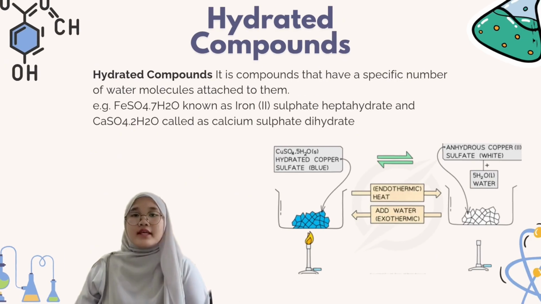Lastly, I'm going to explain about hydrated compounds. They are compounds that have a specific number of water molecules attached to them. For example, FeSO4·7H2O, known as iron(II) sulfate heptahydrate, and CaSO4·2H2O, called calcium sulfate dihydrate.